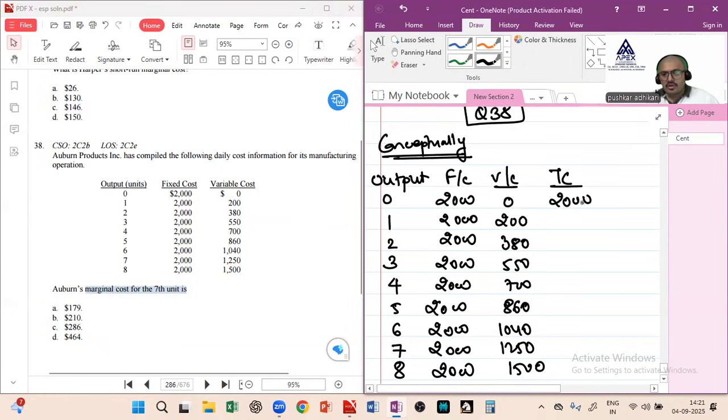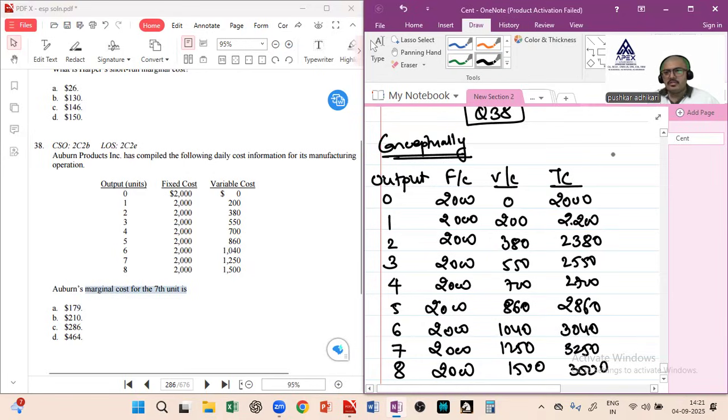Total cost is 2000, 2200, 2380, 2550, 2700, 2860, 3040, 3250, and 3500. Now I will purposely take the marginal cost everywhere. Here it is not applicable. Here it is 200, 180.